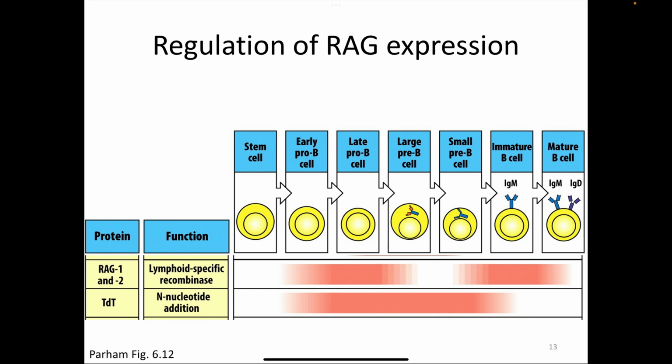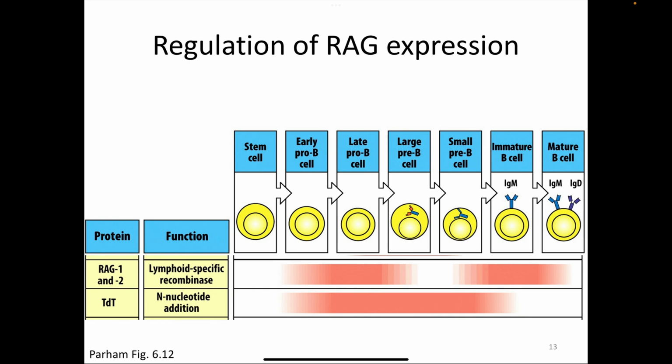So you can see there's one stage where we turn on RAG, and then we turn it off for a while. And then there's one other stage where we turn on RAG, and then it's off. And then it's off for the rest of that B cell's life. Because we don't want mistakes where we are damaging the DNA.